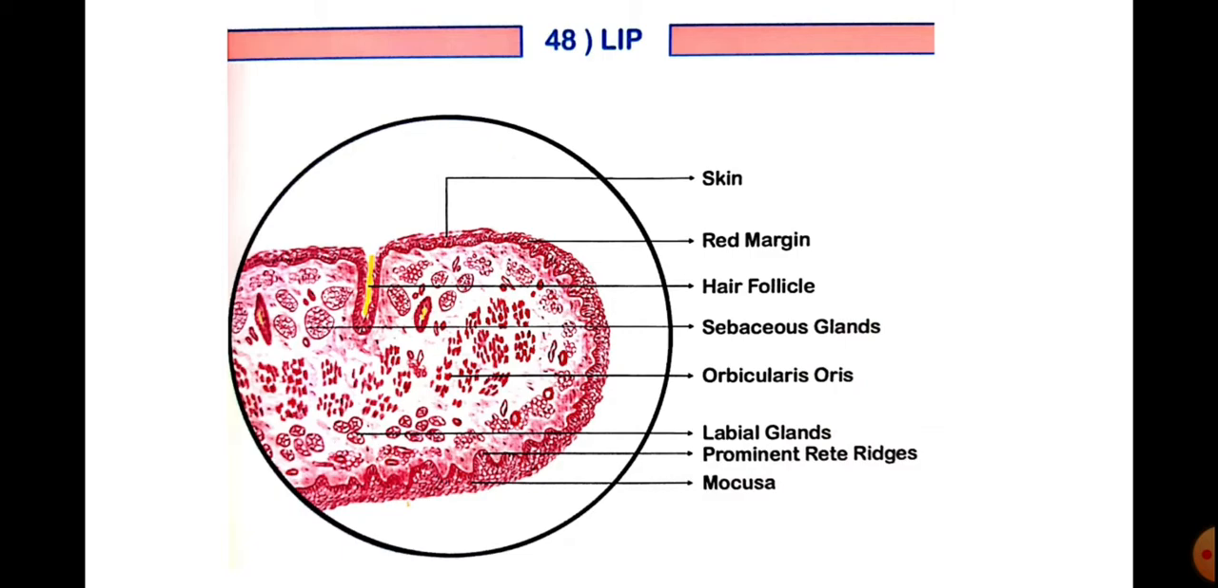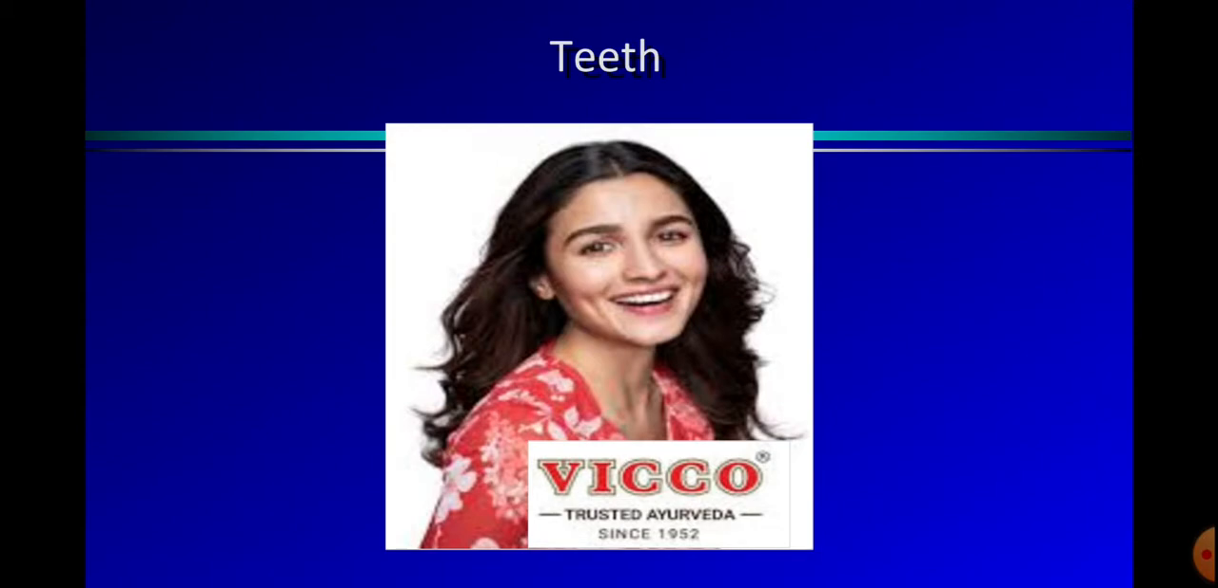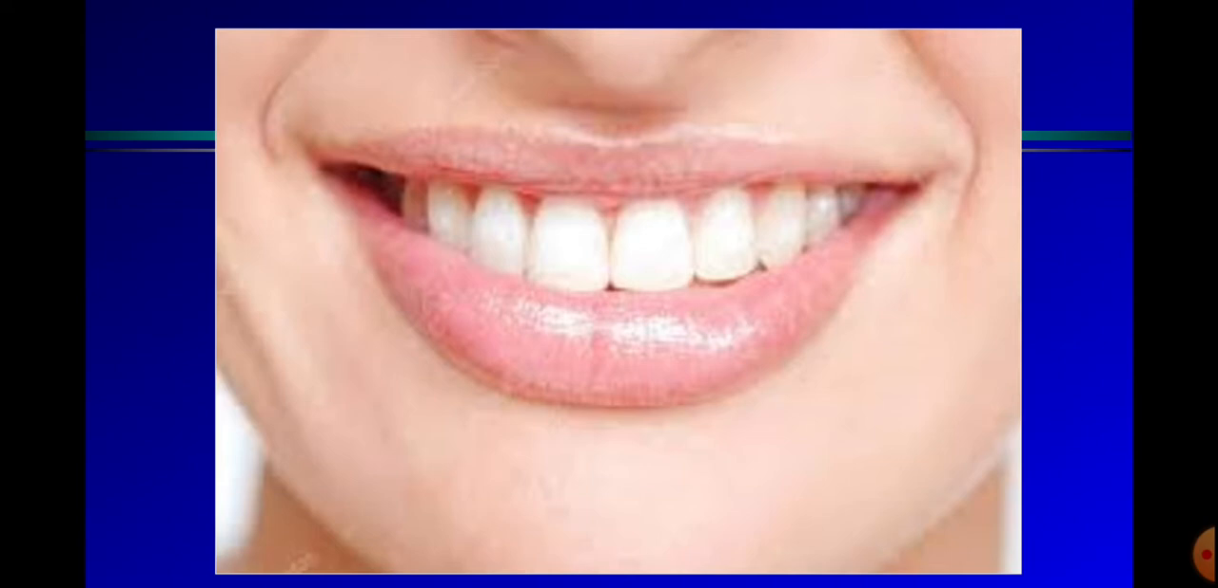Now I'll go to the next part, that is the teeth. The teeth are placed in the oral cavity, present forming the upper jaw and the lower jaw. These form the joint with the gum, that is the gomphosis type of joint, the peg and socket type of joint.